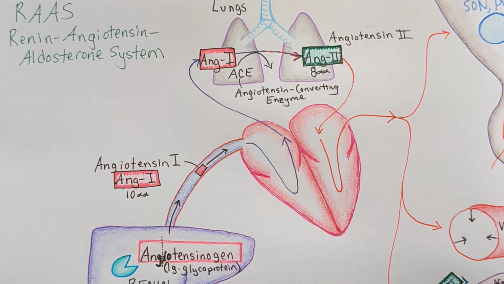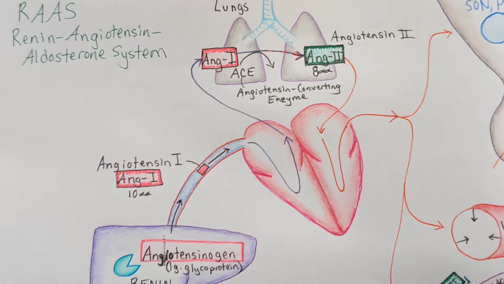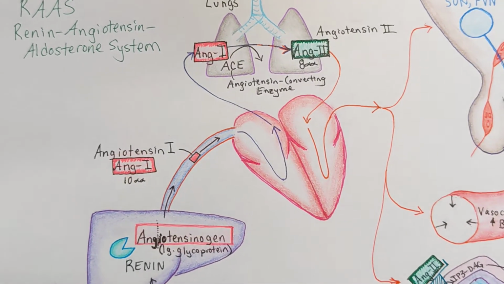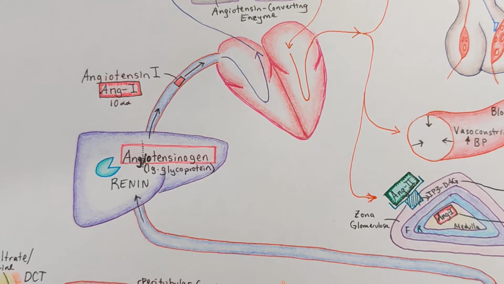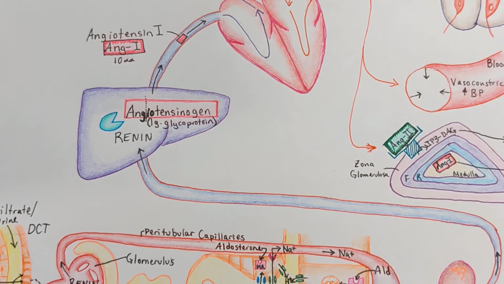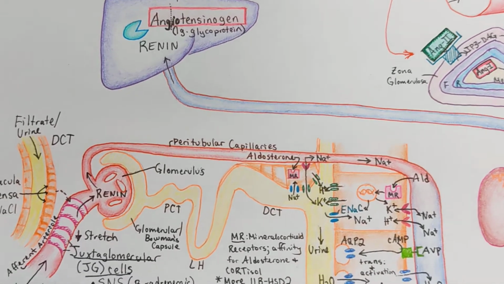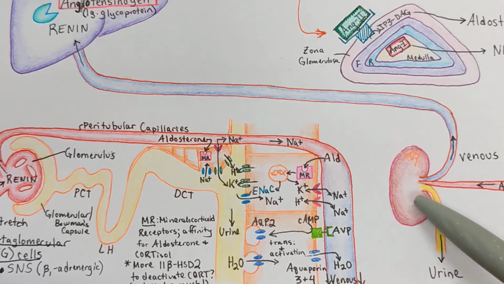In this video, I'm going to discuss the renin-angiotensin-aldosterone system. This series of enzymes, hormones, and other effector tissues are responsible for regulating blood pressure, that is, increasing low blood pressure. Here, we see the kidney.